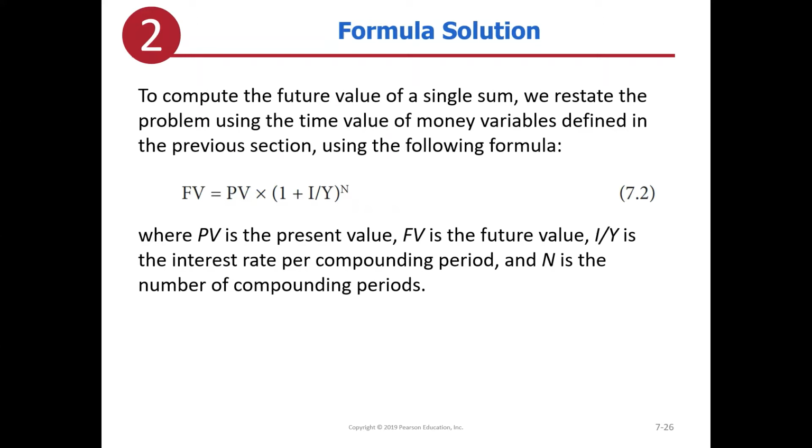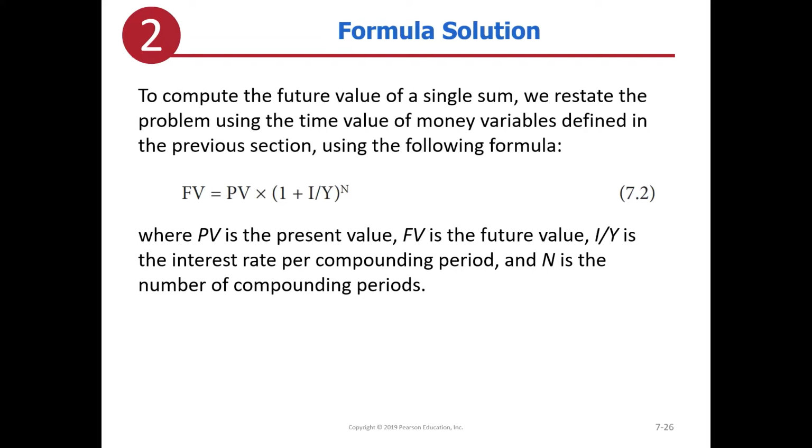A less cumbersome approach is to restate the problem using the time value of money variables defined in the previous section, using the formula that you see here, where PV is the present value, FV is the future value, the interest divided by the year is the interest rate per compounding period, and N is the number of compounding periods. Note that the future value is directly related to the rate of interest and the period of time, which is N.